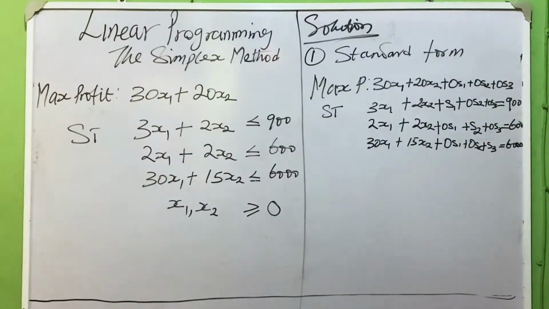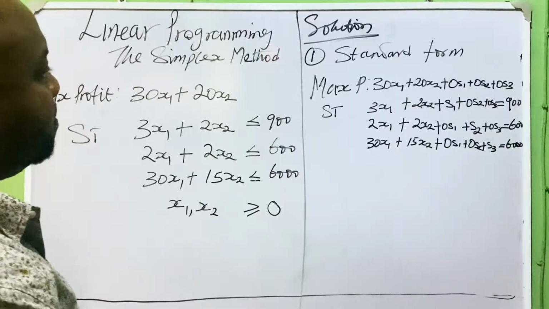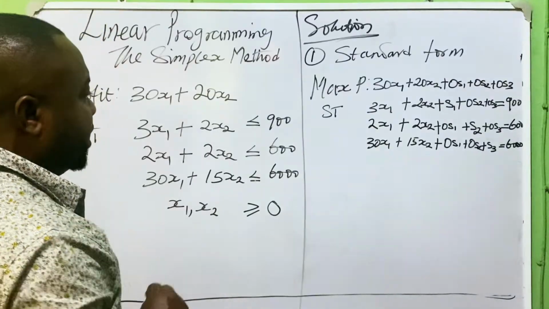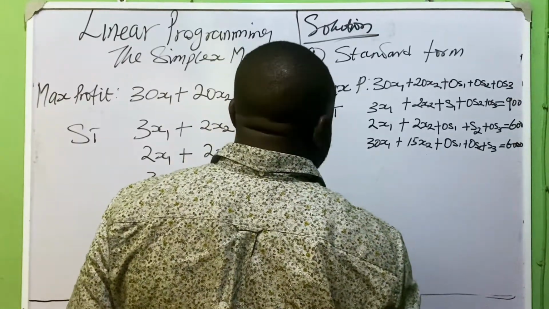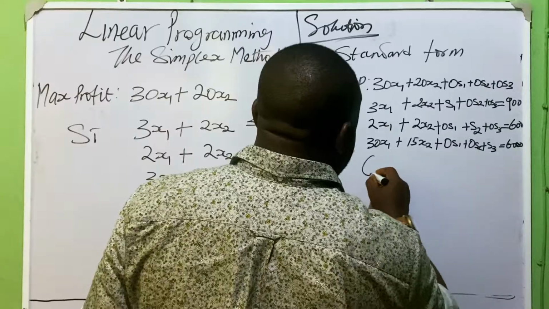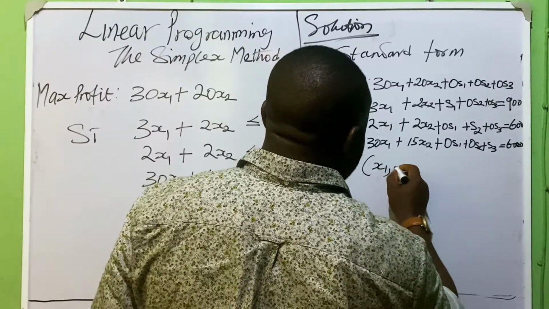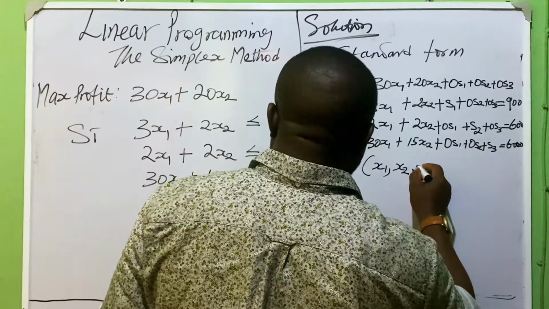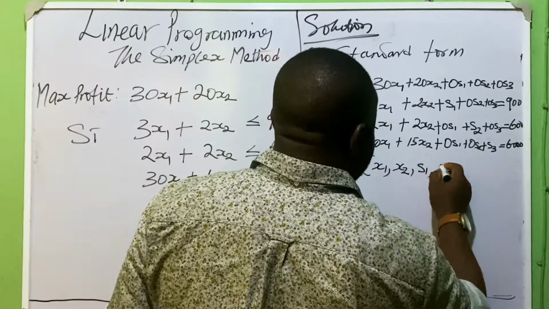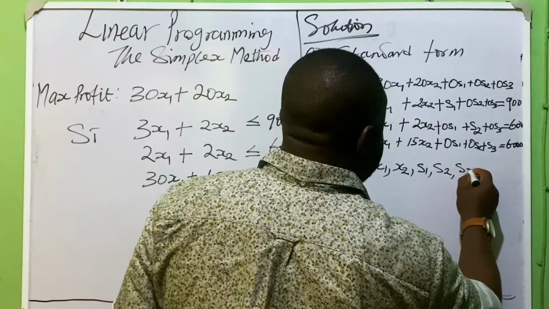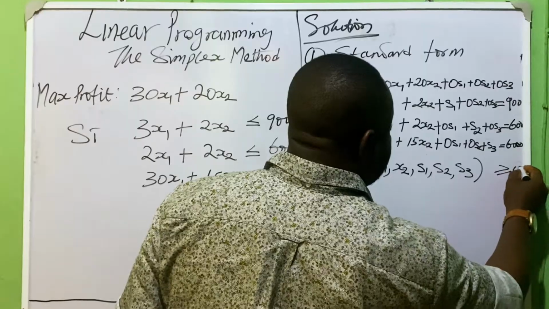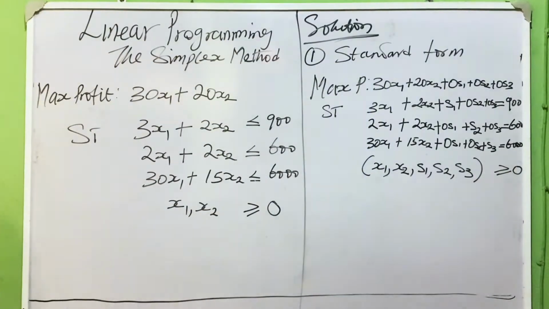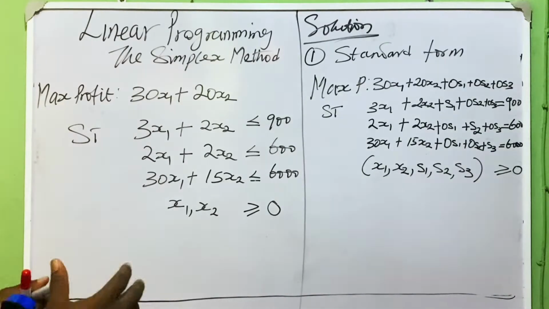Now, having brought in the artificial variables in the objective function, the next thing will be to bring in our non-negativity constraint, which is everything that we have: x1, x2, s1, s2, s3. Everything must be greater than or equal to 0. Now, this is how we have standardized our program, our model.